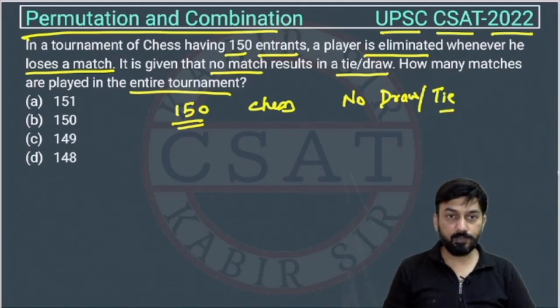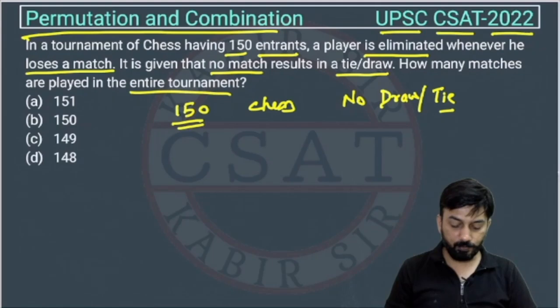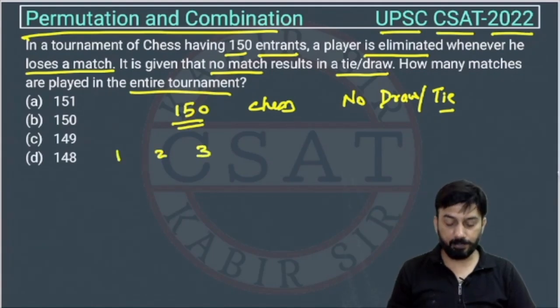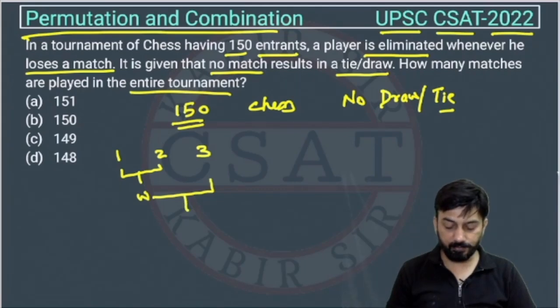So this is a very easy question. You just need to know the concept, right? Suppose I'm explaining the procedure: there are 3 players, first, second, third. How many matches will happen? One match will happen between two of them, and the winner will then play with this one, and then the final winner comes, right? So how many matches? One or two, right? If there are 3 people, how many matches are happening? 2.